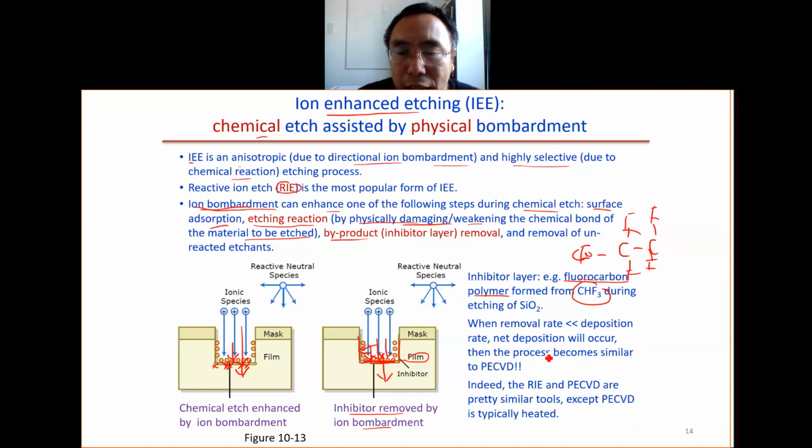So the RIE is similar to the PECVD. So when we have this gas, there is chemical etching. There is also the polymerization process. So actually, the RIE and the PECVD are pretty similar tools, except normally the PECVD is heated up to 400 degrees, but for the RIE, it's normally less than 100 degrees.